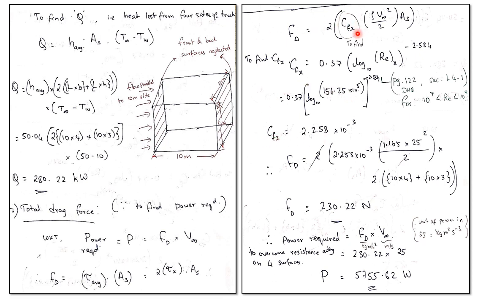Then substitute C_fx back here, and the area remains the same: again 2 times of 10 into 4 plus 10 into 3. Remember this properly. This gives the value of the drag force. Once you get the drag force, next find the power required. Power required is equal to F_d into V infinity. F_d you got before, and V infinity is 25. So the power required to overcome the resistance acting on the four surfaces is 5755.62 watts. This is a very important problem. Okay, thank you.